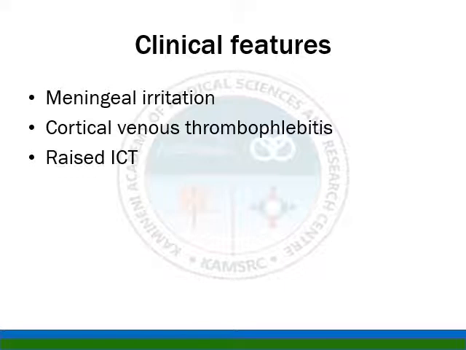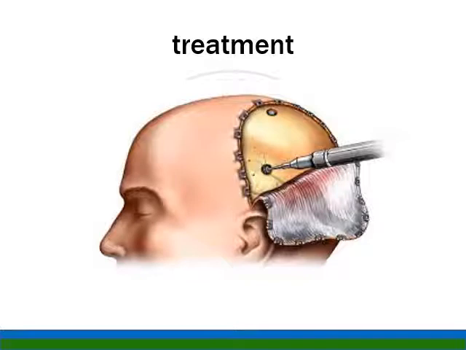Epileptic fits also. And with raised intracranial pressure, you will have papilloedema, ptosis, and a dilated pupil due to third nerve involvement, and sometimes other cranial nerves are also involved. Treatment.